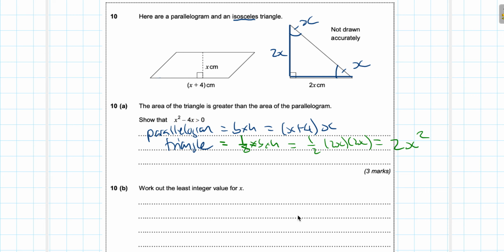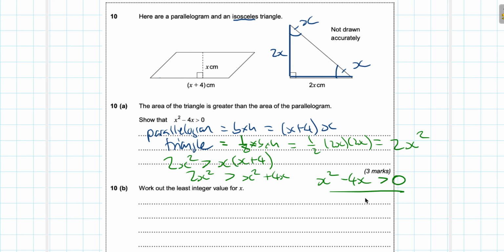Then from here we want to say, so it says that the area of the triangle is greater than the area of the parallelogram, so that means that 2x squared must be bigger than x times x plus 4. From here we can expand the bracket on the right hand side, so it's 2x squared is greater than x squared plus 4x, and then move everything over to the left hand side. So 2x squared minus x squared is x squared, and then 0 minus 4x. So we get x squared minus 4x is greater than 0, and that's your answer for part A.